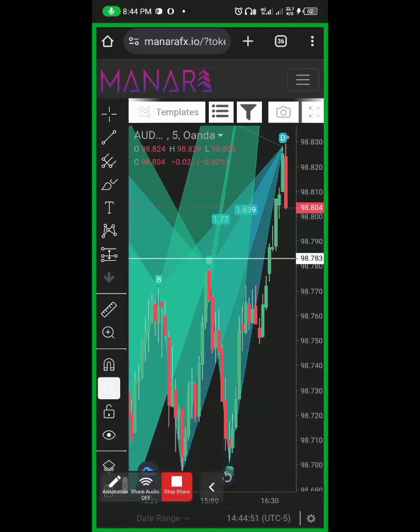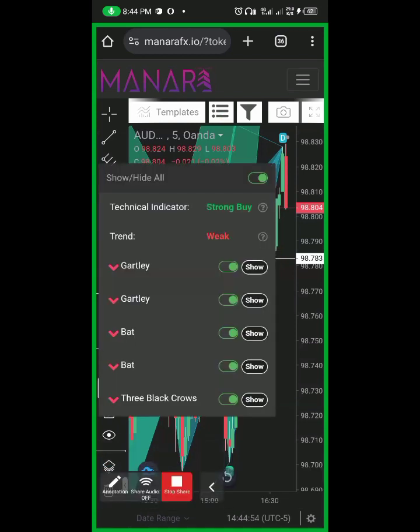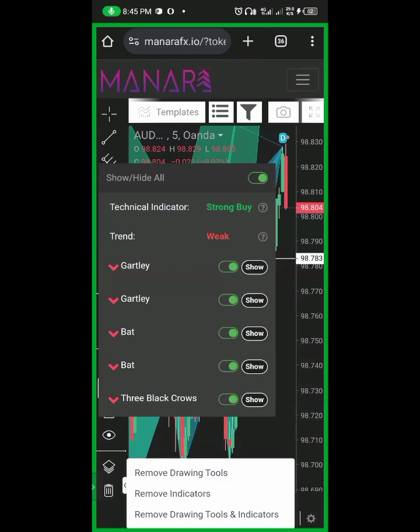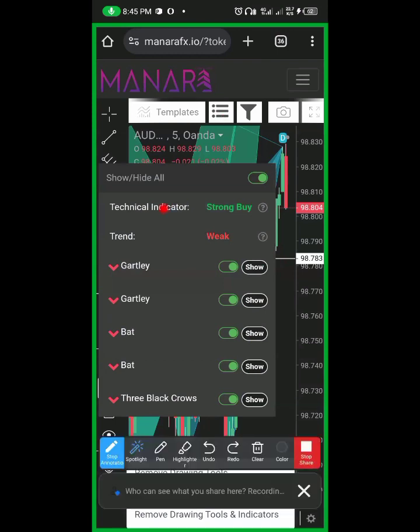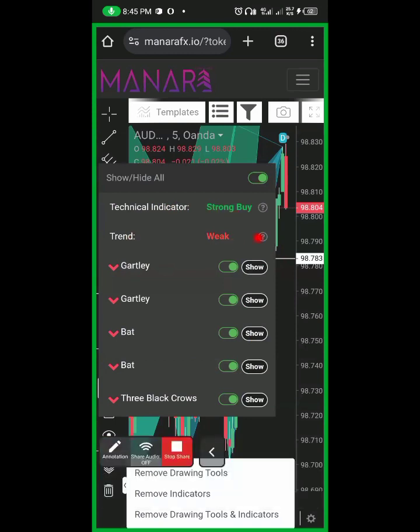Now, this is the scanner. When you tap this scanner, you may see things like this, but the only thing you need to focus on is these two: technical indicator and the trend. Forget about all these other things. Your focus will be these two, technical indicator and trend. If you have a pen, maybe you may write it down.